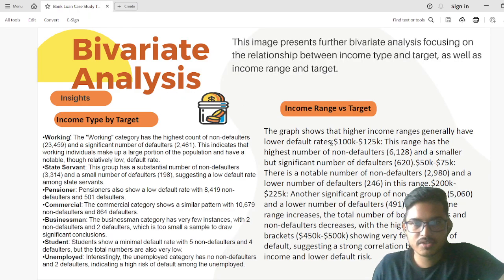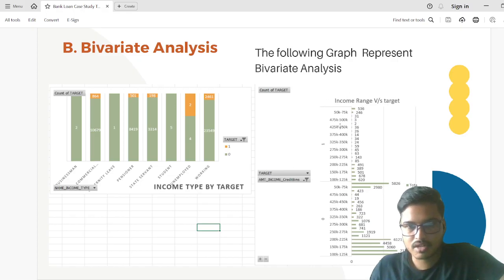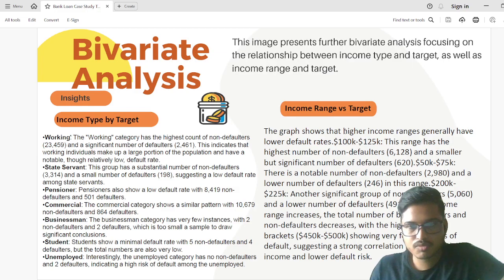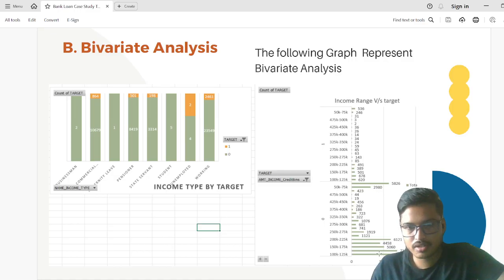The last one is income range versus target. Again, in this graph, one indicates the defaulters and the other indicates the non-defaulters, and these are the income bins, starting from 50,000 to 75,000, which goes up to 5 lakh. The graph shows the higher income ranges generally have the lower default rate. The income range of 1 lakh to 125,000 has the higher number of non-defaulters, that is 61 and 28. So you can check it out here.